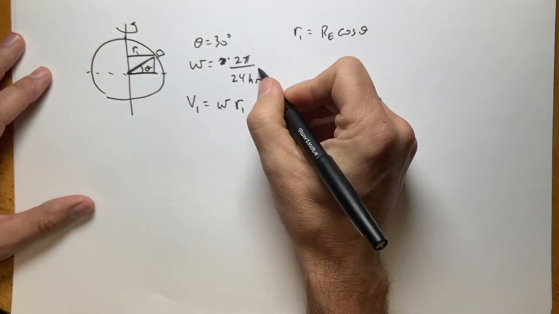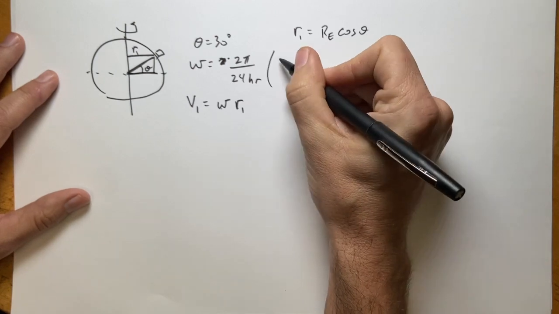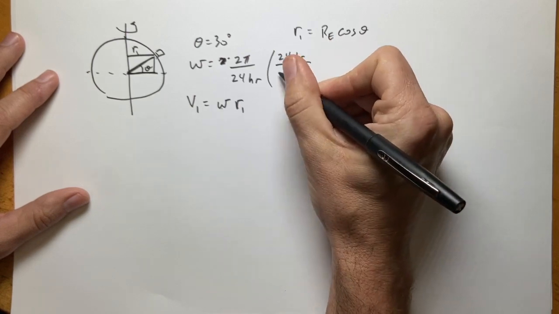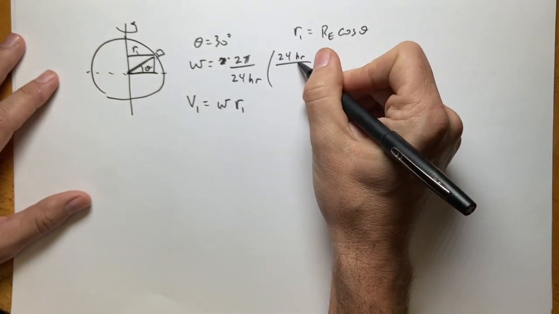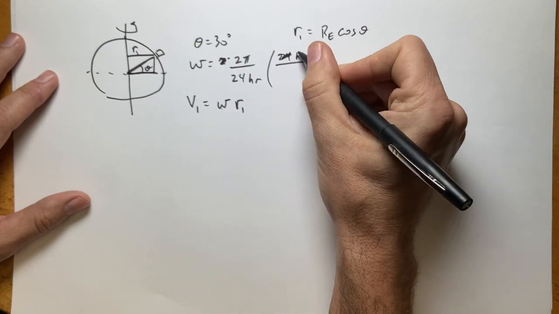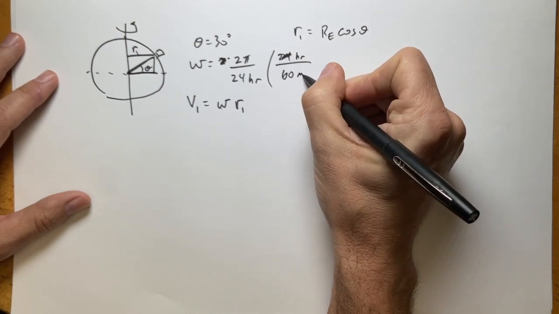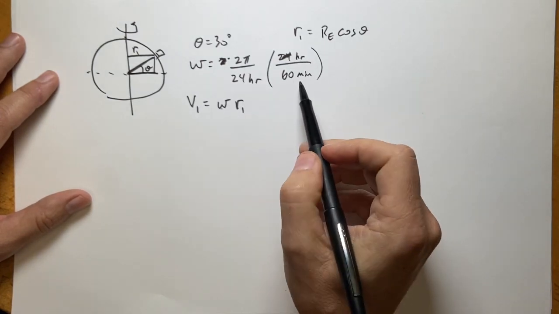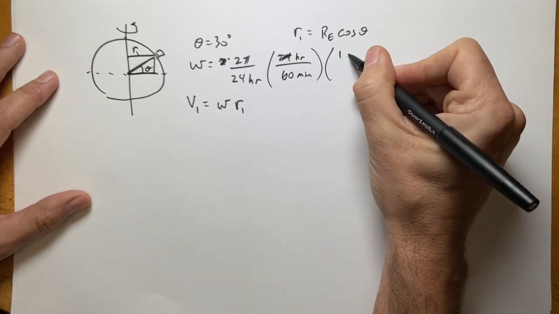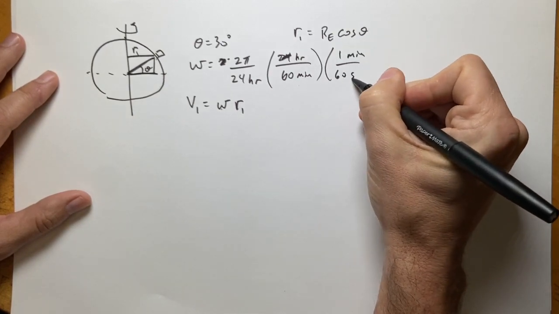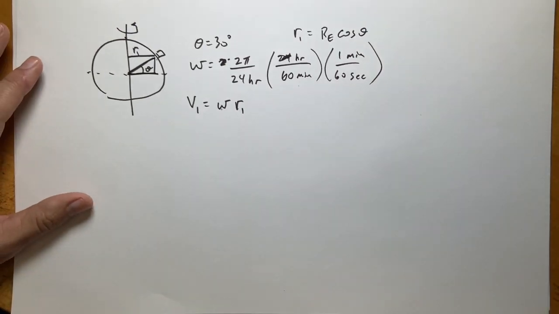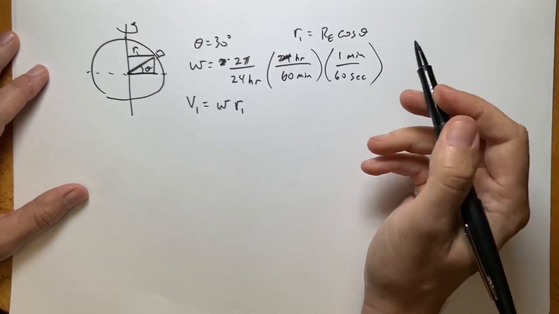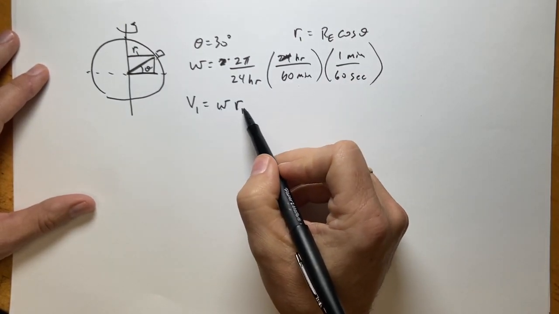And now I need to convert omega to radians per second. So I can multiply this by 1 hour divided by 60 minutes, right? This is a unit conversion. The hours will cancel and I'll get radians per minute. And I can do it again: 1 minute, 60 seconds. And then I'll get my angular velocity in radians per second. I do need the radius of the Earth, which I can look up. And this will give me my launch velocity.